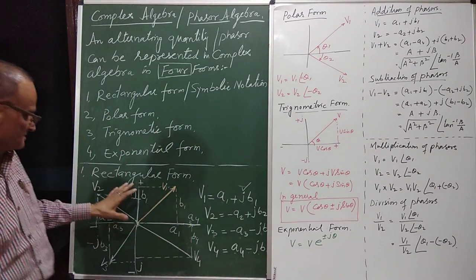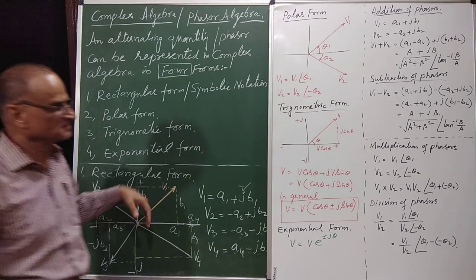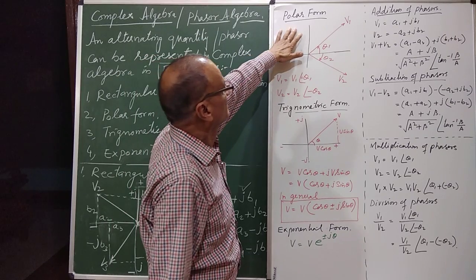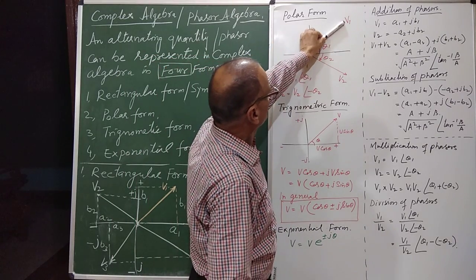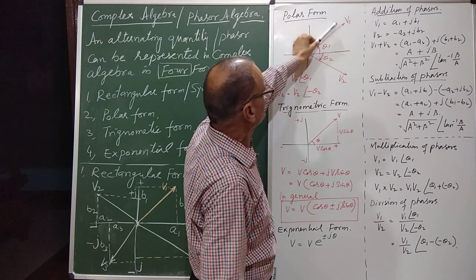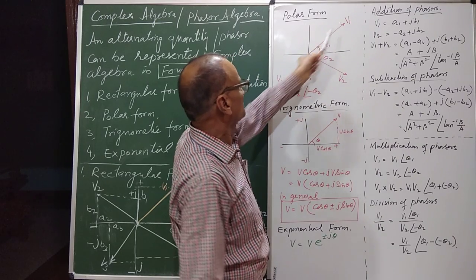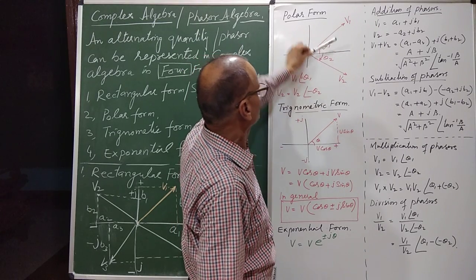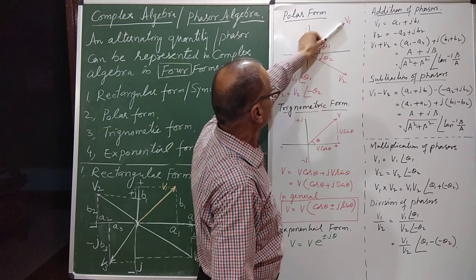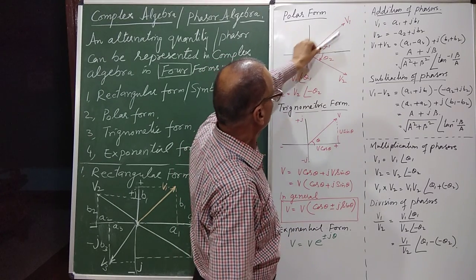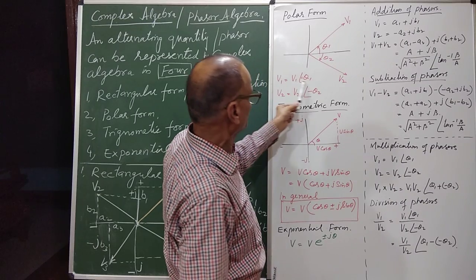So we have discussed rectangular form. Next is polar form. That means a voltage can be represented by its length and angle. This is called the pole of the voltage. This is its angle. So if I represent the voltage by its magnitude and angle, it is called polar form.